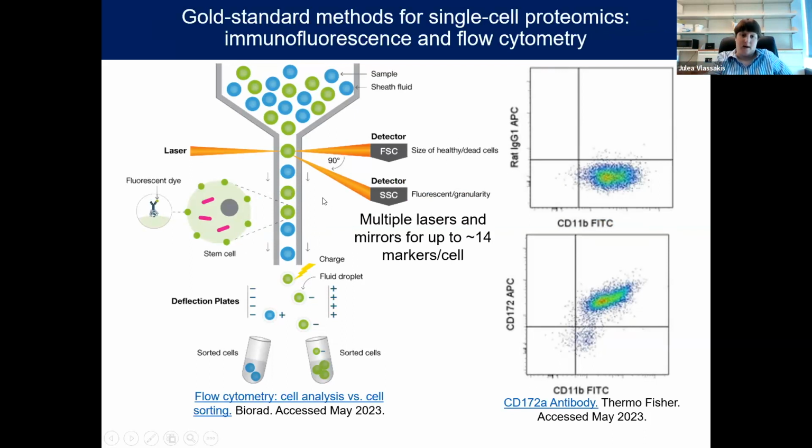And so from this, you can detect, in this case, up to 14 different markers per cell in some of the most advanced flow cytometers that are available. And certainly we have access to many of those here in the Houston area through flow cytometry core facilities, for example, at MD Anderson, and I believe Baylor College of Medicine as well, possibly others. I don't want to leave anyone out.